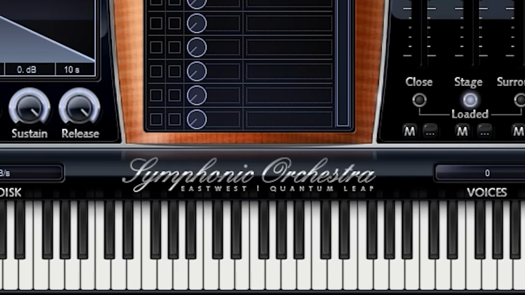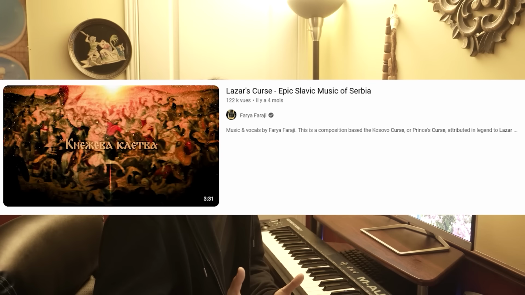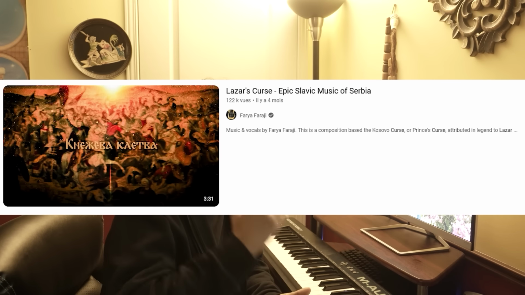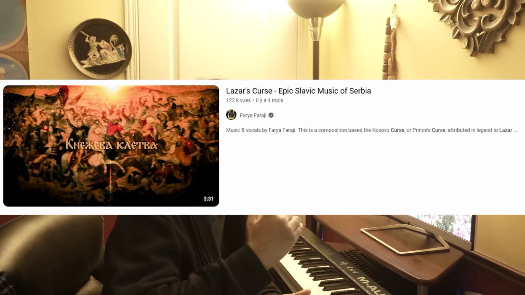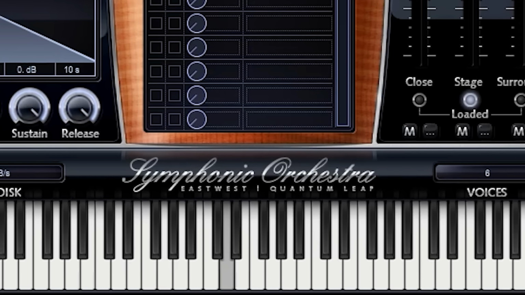For example, in Serbian music, they love the sound of this. I made a song this winter called Lazar's Curse, and I'm using the typical drone form of harmonization that they use in the Balkans, and one of the voices is staying on this note, and then another one hits this note. And together they harmonize like this.